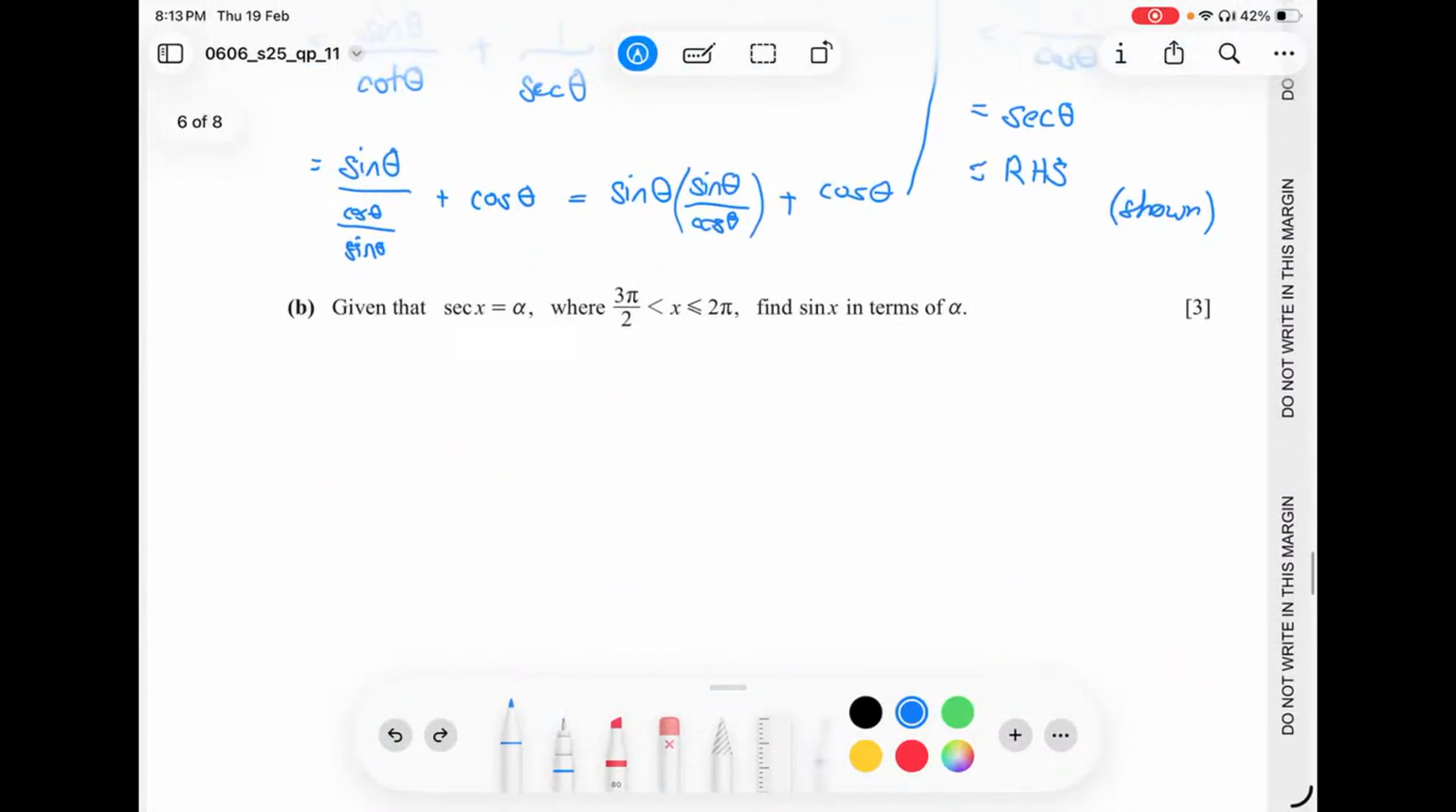Okay, let's move on to this question, part B. Given that secant x is this, where we have a domain, find sine x.